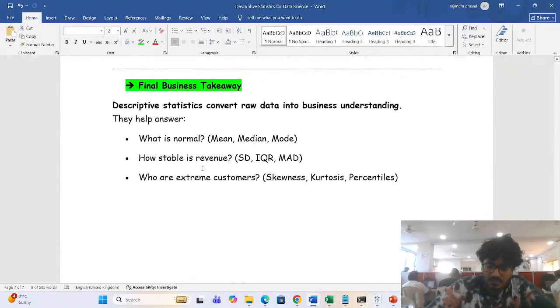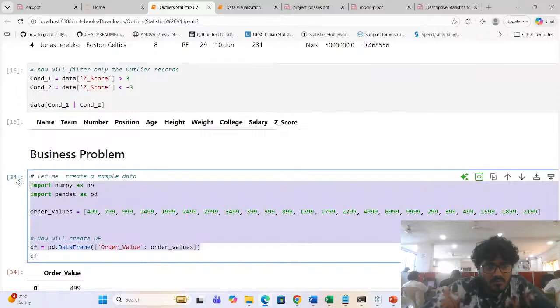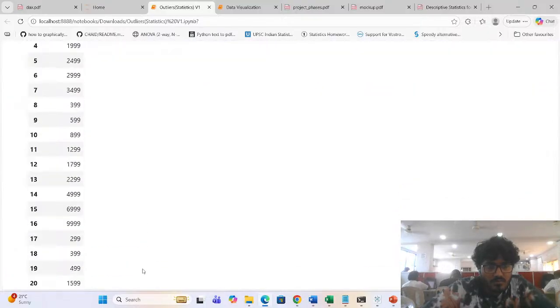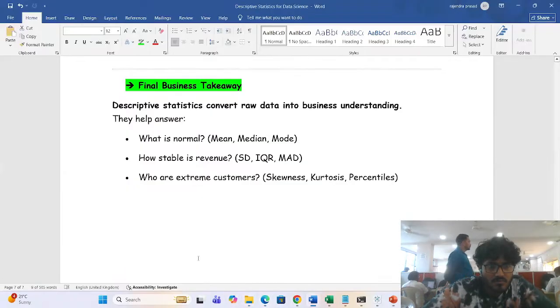See, the final business takeaway is that descriptive statistics connects raw data to business understanding. Whenever you see this particular data, it's normal data that we have created, around 22 values. From these 22 values, look at how many statements we have passed and how many insights we have given to the business person. That is the specialty of descriptive statistics.